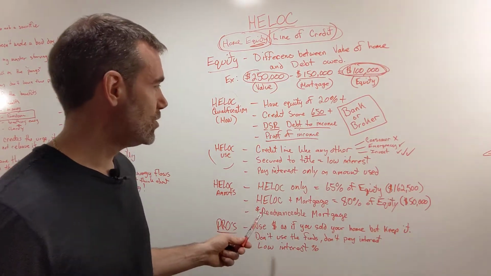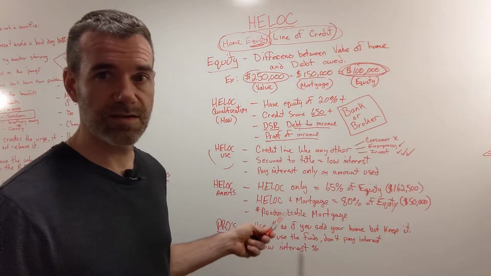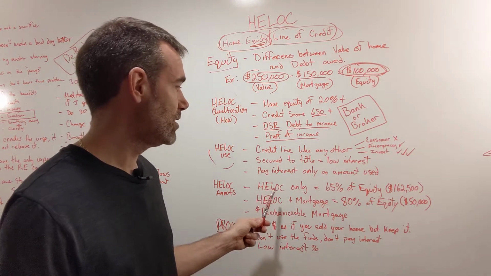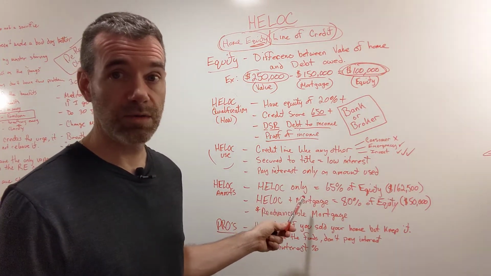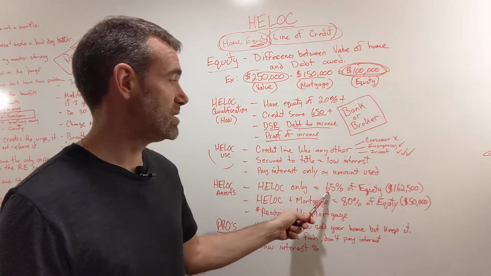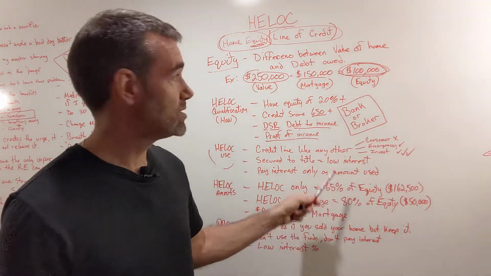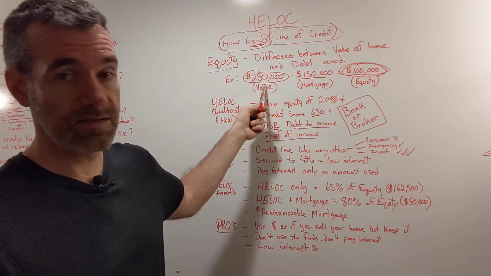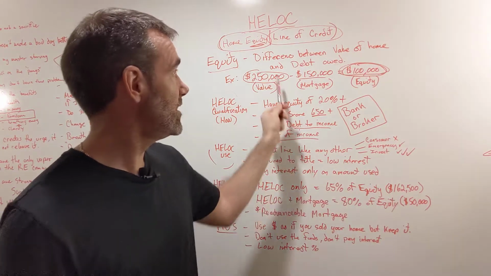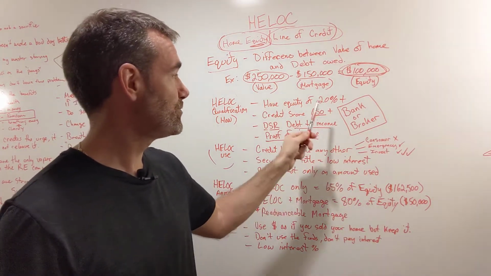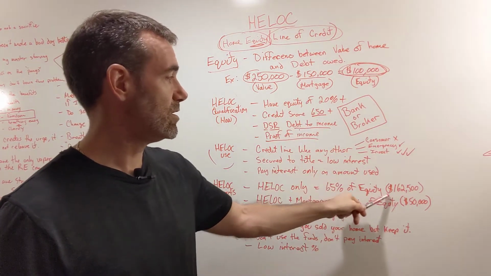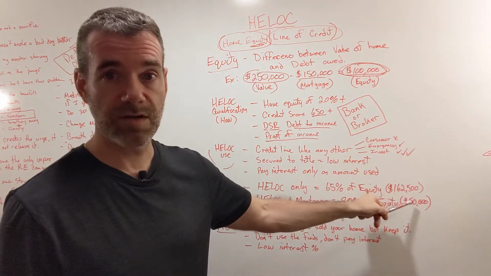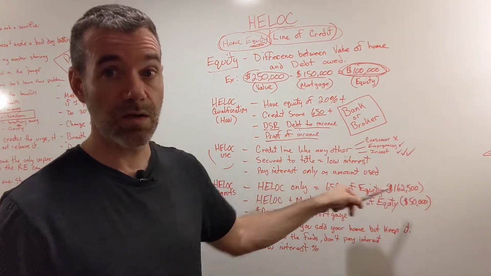HELOC amounts. So there's two things to consider. If you have your house paid for and you're just getting a HELOC only, it's 65% of the equity. So in this example here of $250,000, 65% of $250,000 is $162,500. So that is if it's a HELOC only.